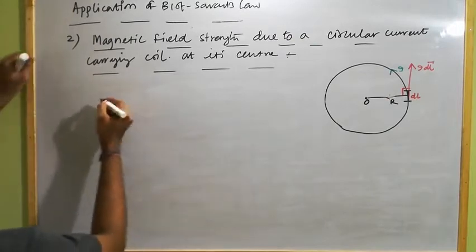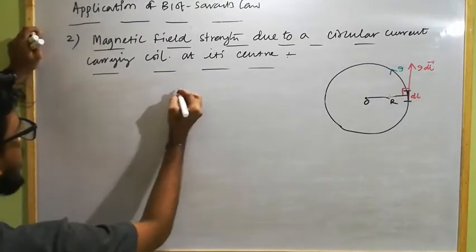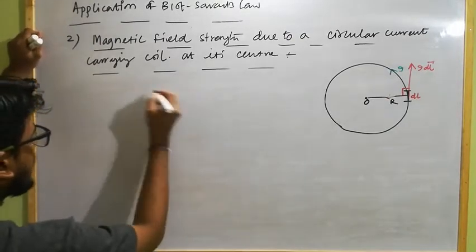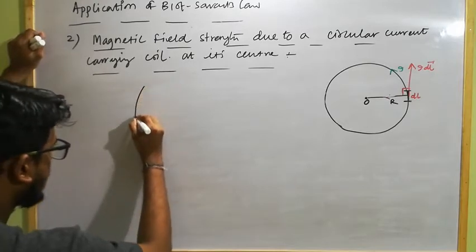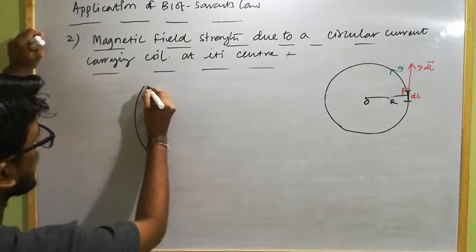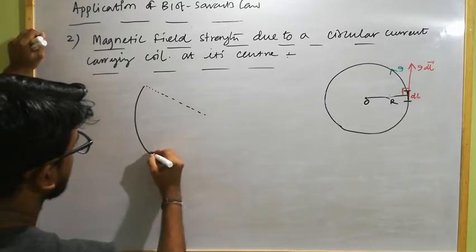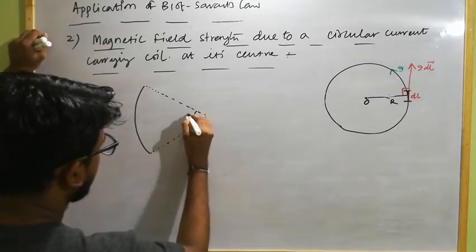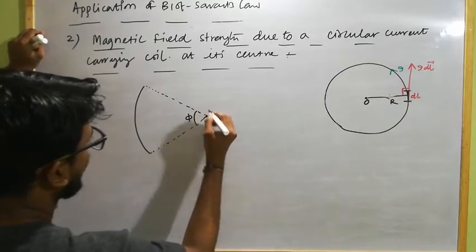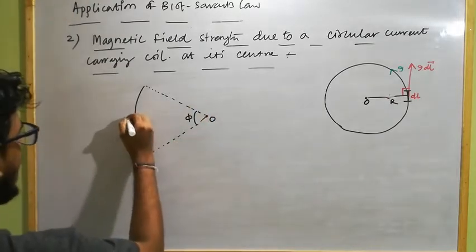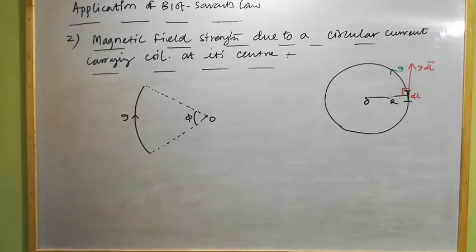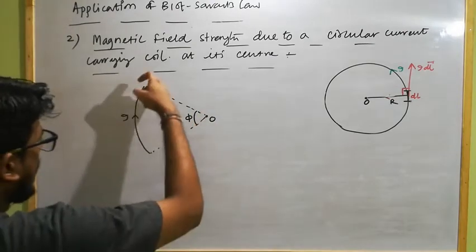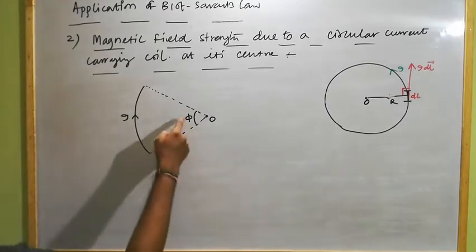So if there is a circular arc which makes an angle phi at its center O and it is carrying current I, then what is the magnetic field strength at this point O due to this circular current carrying arc which makes an angle phi?